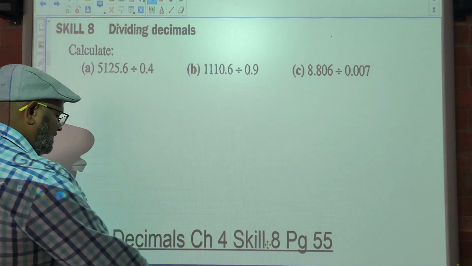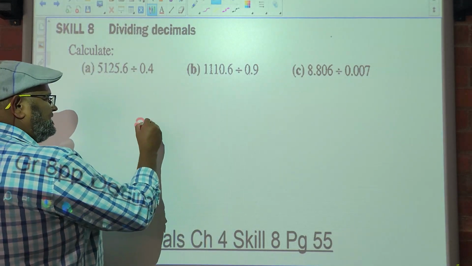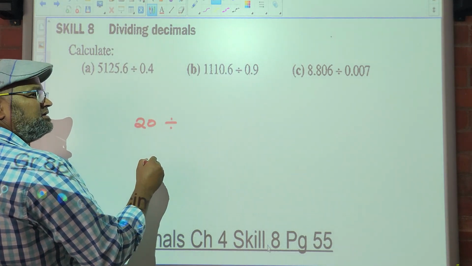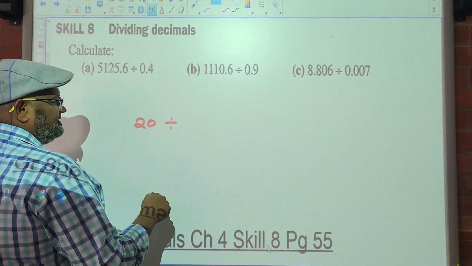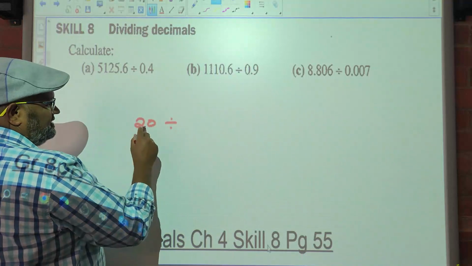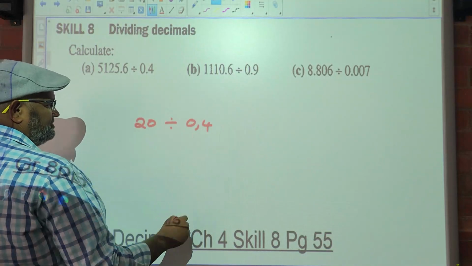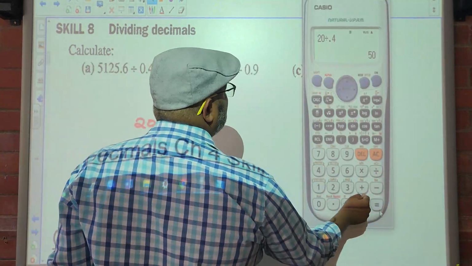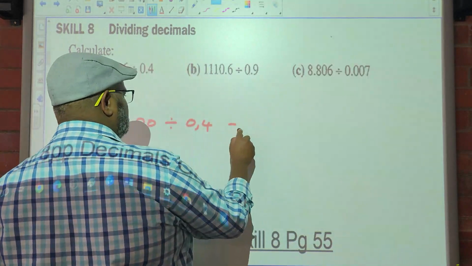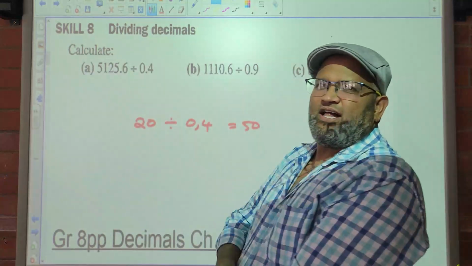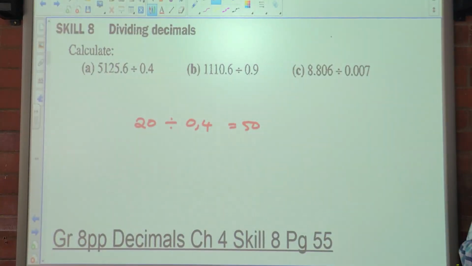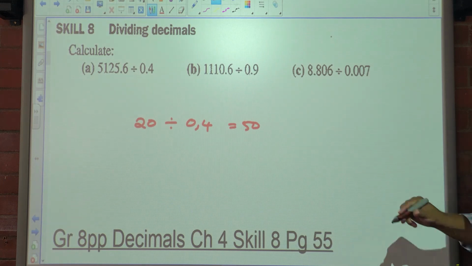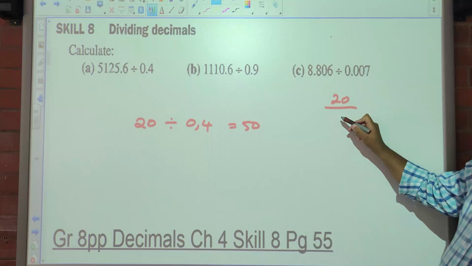Okay, so if you go and you say, okay, you got 20 divided by 0.4. You put that in the calculator, 20 divided by 0.4 gives us 50. Not so. But remember, we don't have a calculator in the exam, not so. So we must develop rules so that this can work for us. Not so. So I say, okay, you got 20 divided by 0.4.